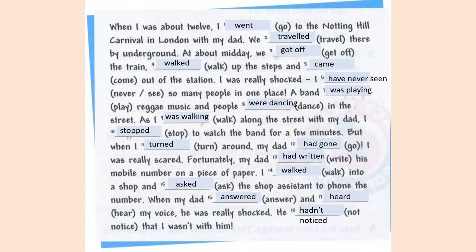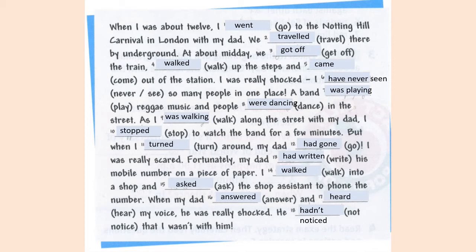When I was about 12, I went to the Notting Hill Carnival in London with my dad. We traveled there by underground. At about midday, we got off the train, walked up the steps, and came out of the station. Here we can see simple actions which happened in the past when the speaker was about 12, so you know when they happened. And another reason why you should use past simple here is because you are simply enumerating actions which happened one after another.